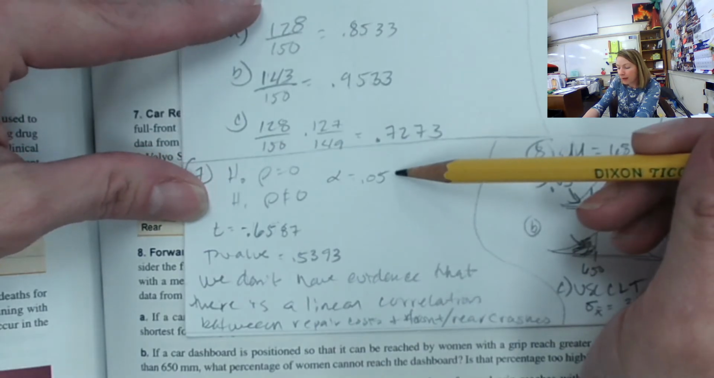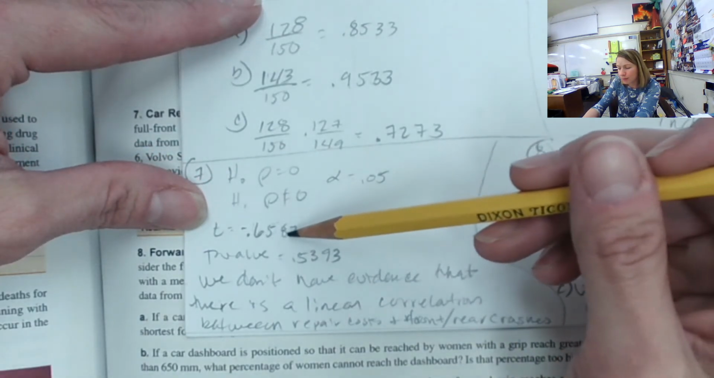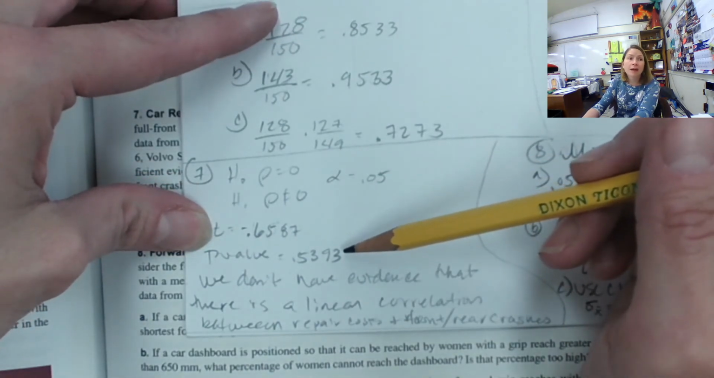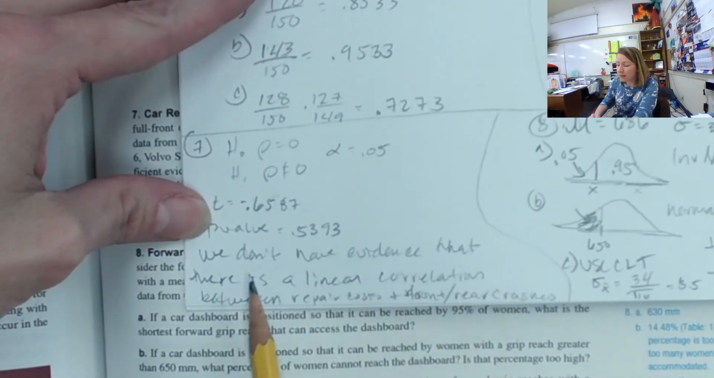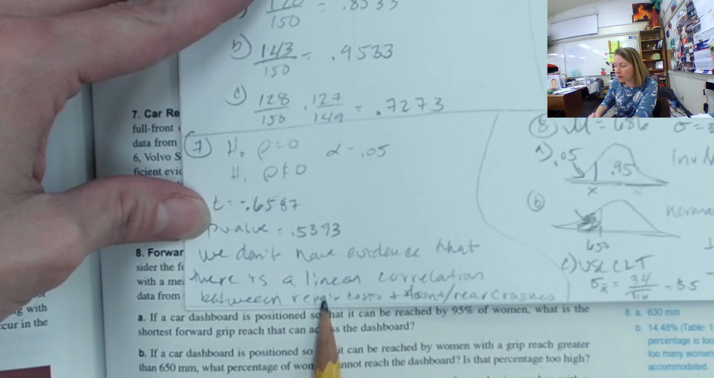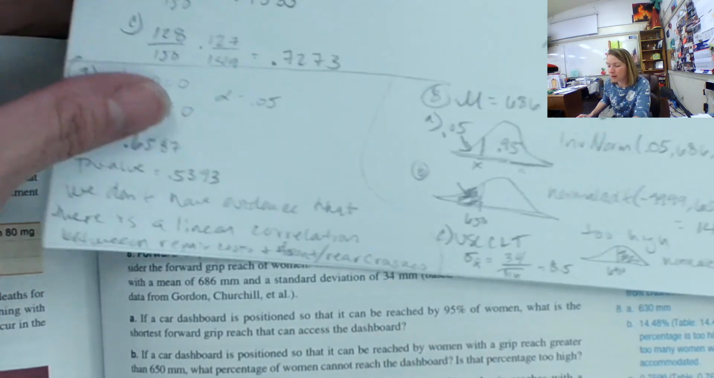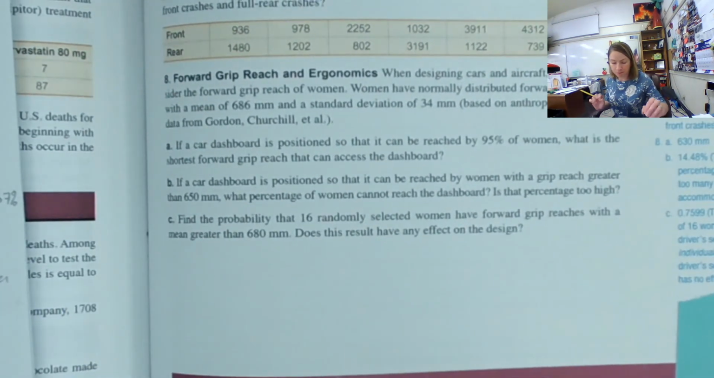Alpha is 0.05. My t-score is a negative 0.6587. My p-value is over 50%. That's a really high probability that this is just random, right? So we don't have evidence that there's a linear correlation between repair costs and front and rear crashes, okay? And then the last one is a normal distribution problem, okay?